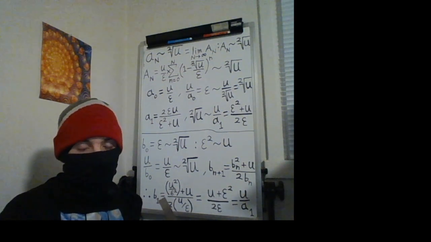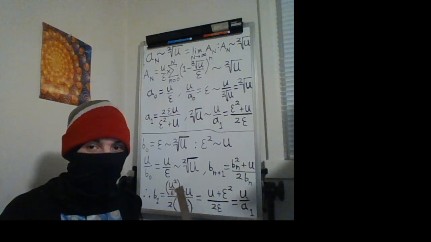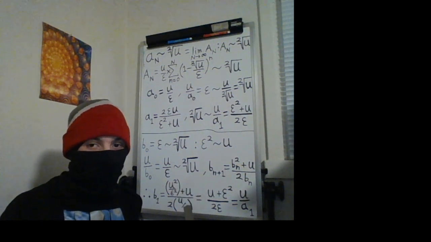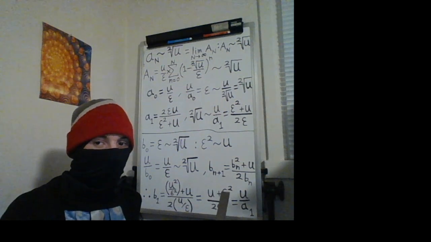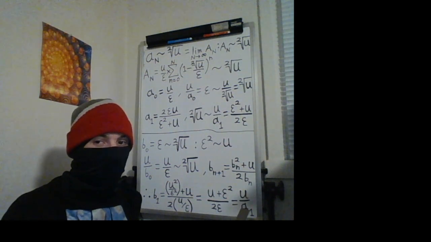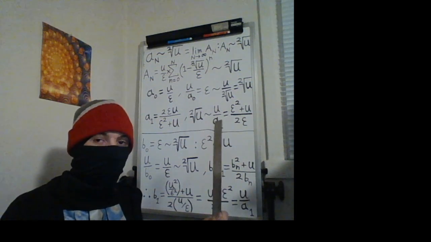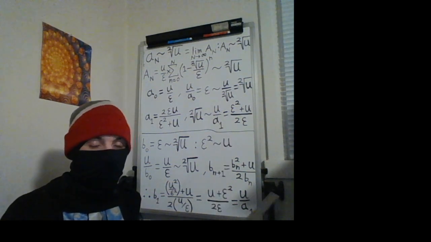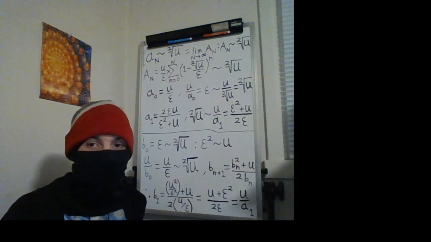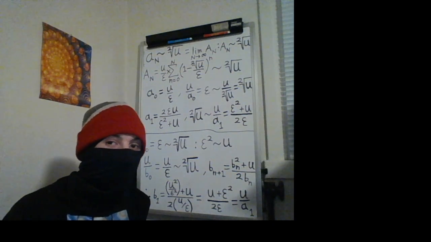Applying that to the 0th to find the first, you find that the first order Babylonian square root approximation equals the quantity u squared over epsilon squared plus u, divided by the quantity 2 times u over epsilon, which simplifies to the quantity u plus epsilon squared, divided by 2 epsilon, which equals u divided by this lowercase a subscript 1, our geometric series derived first order approximation to the square root function. That demonstrates that this geometric series estimation of the square root function is consistent with the Babylonian estimate.